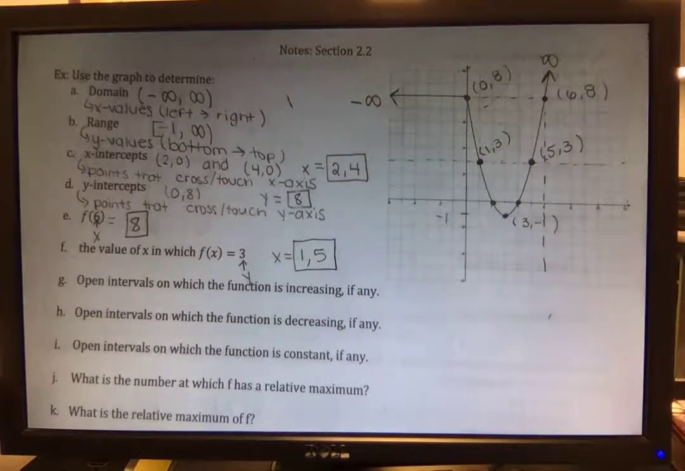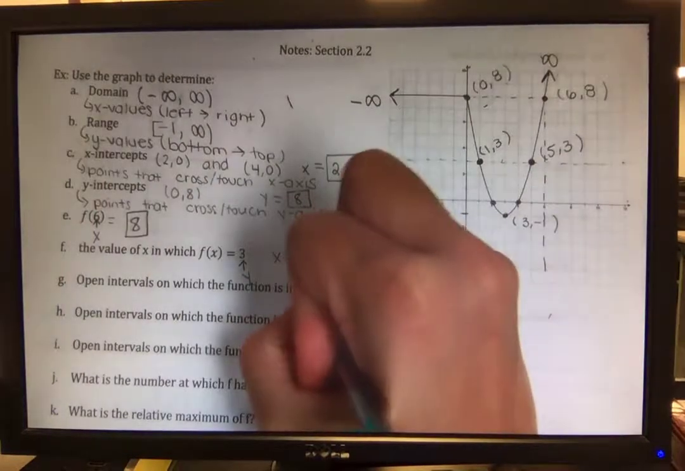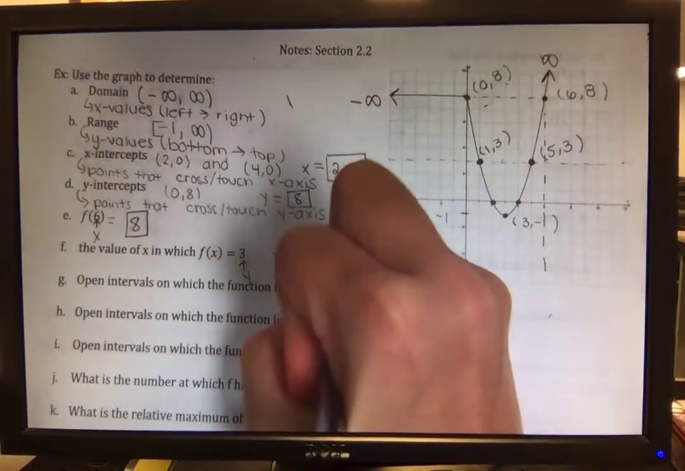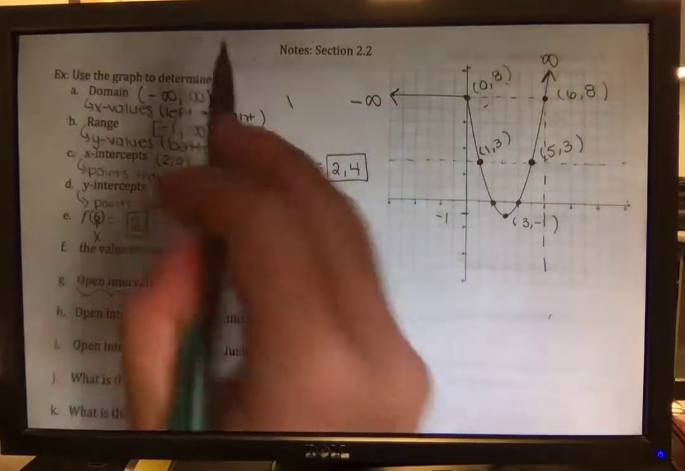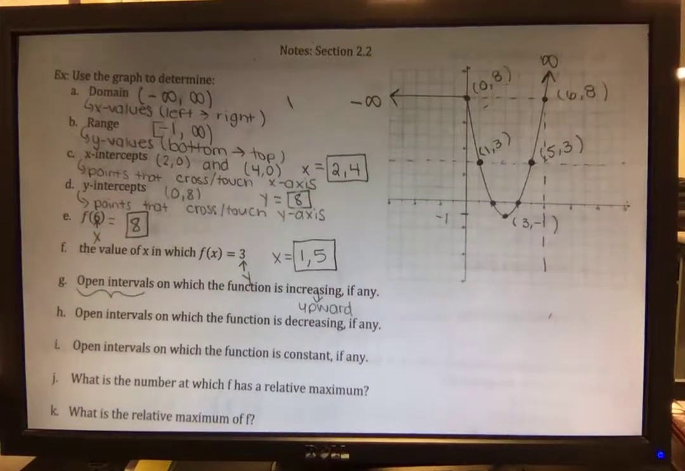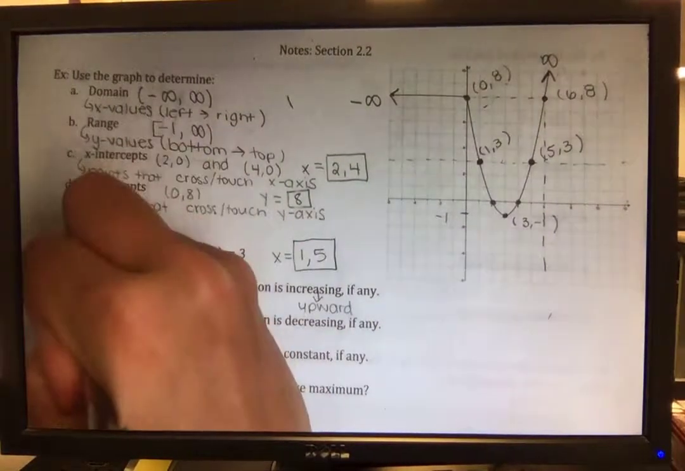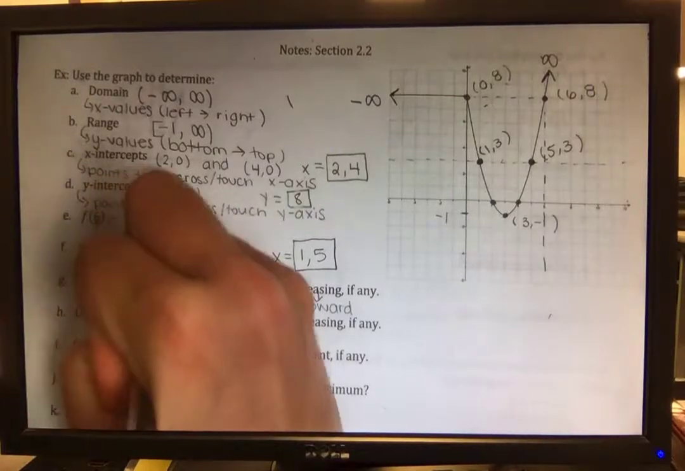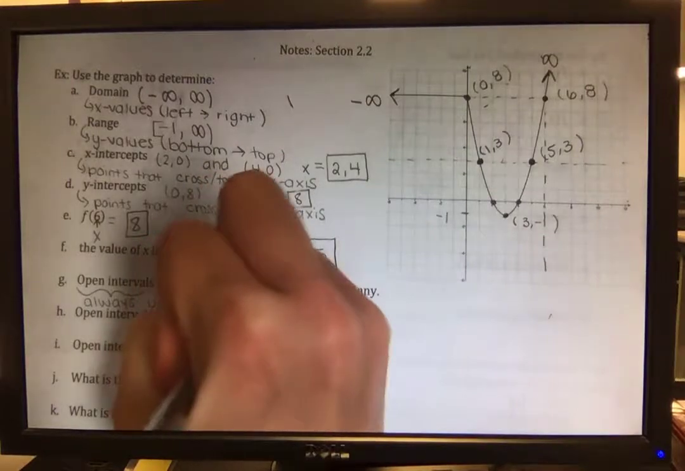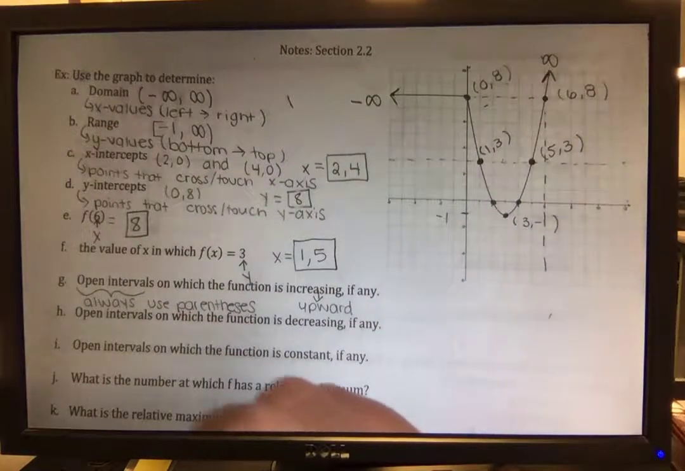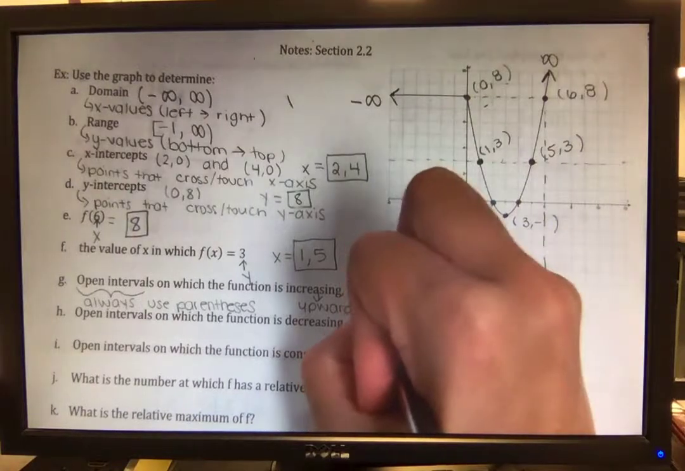G, open intervals on which the function is increasing, if any. So it's asking us, where is the function increasing? When is it going upward? By the way, open intervals, we're still going to use interval notation like we did for domain and range, but it's saying like open circles. So open circles mean always use parentheses. So it's asking, where is this function going upward? So we're only going to look at x values.